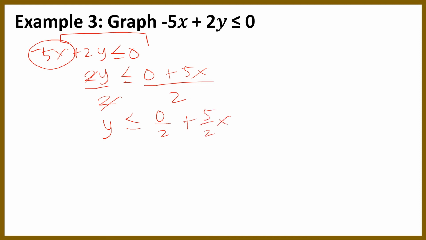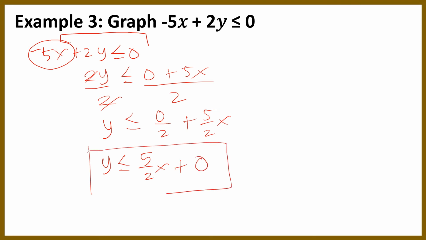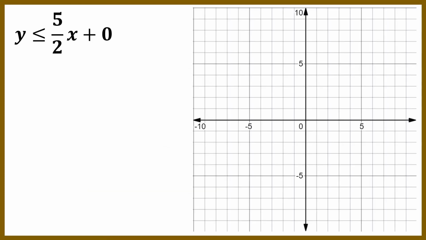Rewrite natin yung ating inequalities into slope-intercept form. So, y less than or equals to, una natin yung may variable na x, 5 over 2x, then 0 divide 2 is 0. So, ito na ngayon yung ating slope-intercept form. So, after natin siya ma-transform into slope-intercept form, i-graph natin siya ngayon sa ating Cartesian plane. Identify natin kung ano yung y-intercept. Y-intercept natin is 0. So, therefore, ang kanyang magiging ordered pair ay 0, 0. And then, ang kanyang slope ay 5 over 2.